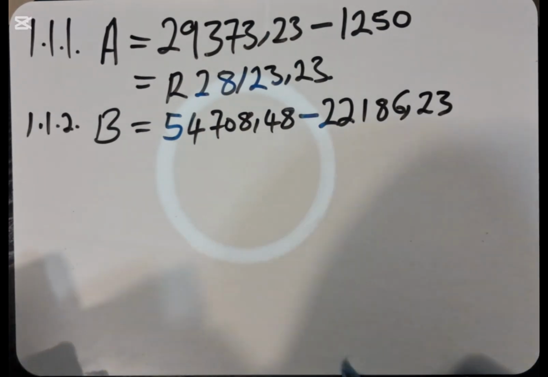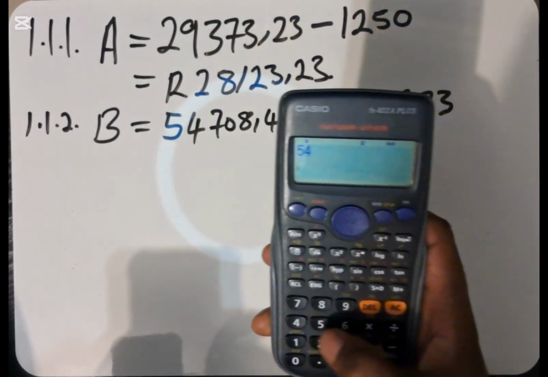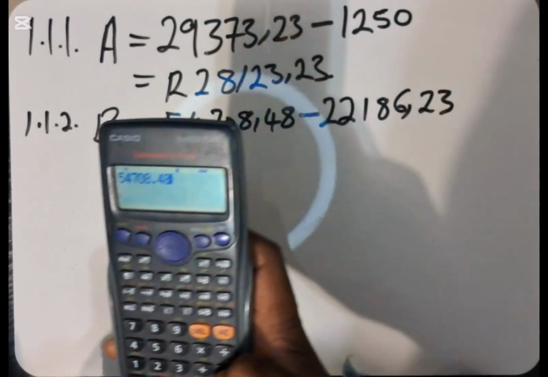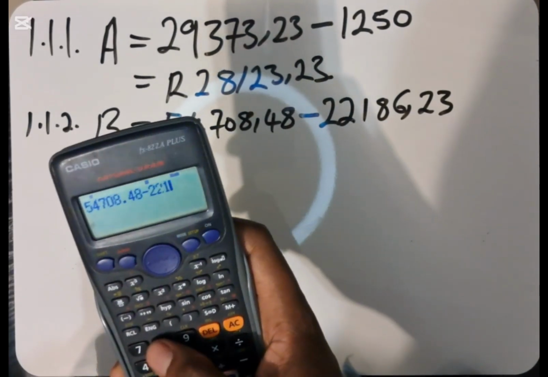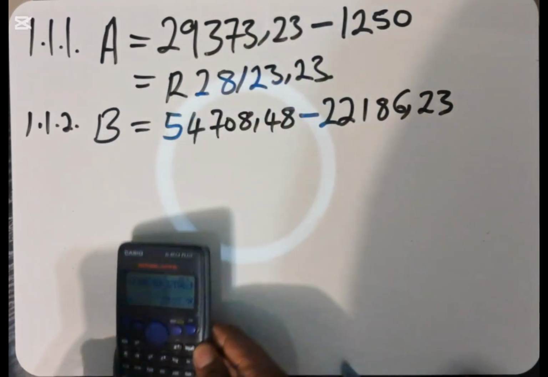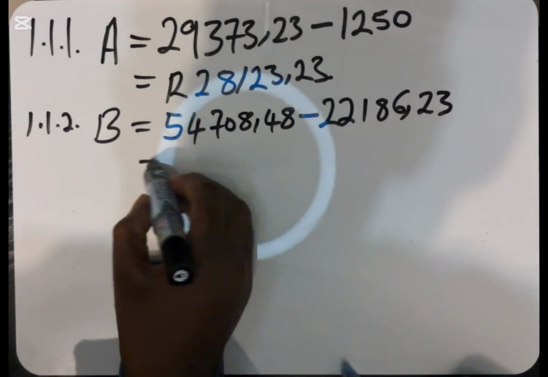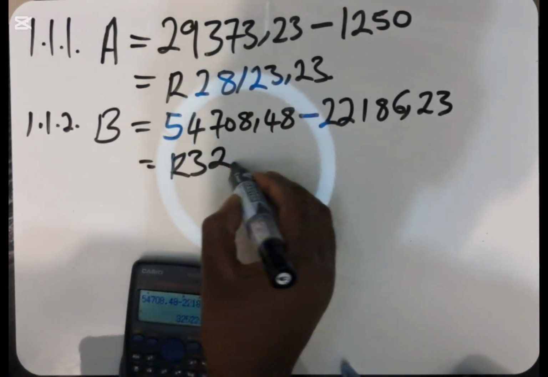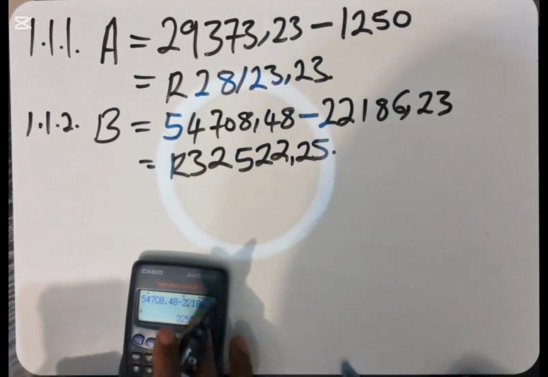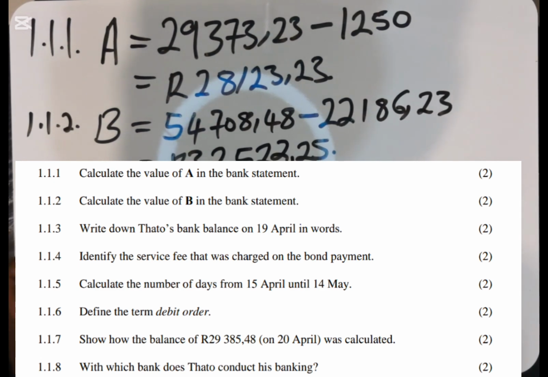So we found that with a calculator, 54,708 and 48 cents minus 22,186 and 23 cents, the value of B is going to be 32,522 and 25 cents. 1.1.3 says, write down Tato's bank balance on the 19th of April in words.